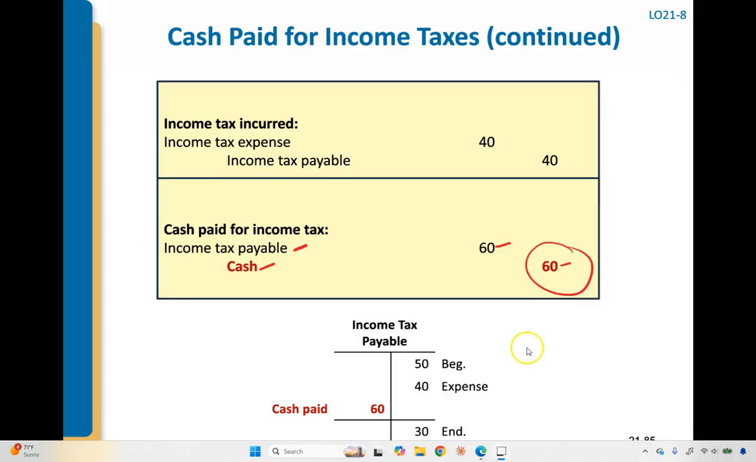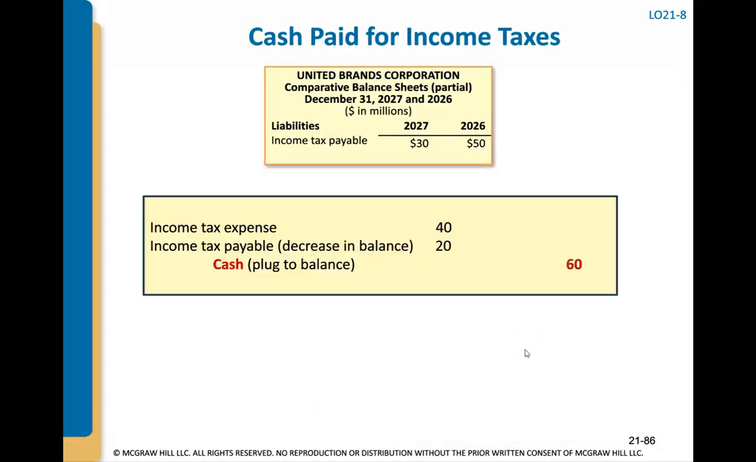Let's do it the journal entry way. I was told that my income tax expense is 40. My related balance sheet account is the income tax payable, which went down by 20. A decrease in the liability is a debit. So I'm going to debit income tax payable by 20. And then I have a credit to cash, which is just the plug. Again, cash paid for taxes is 60.